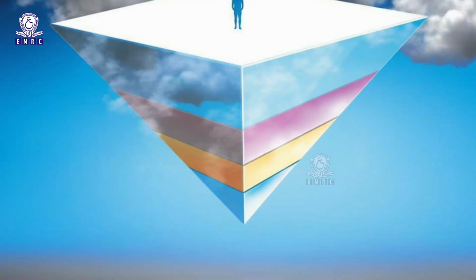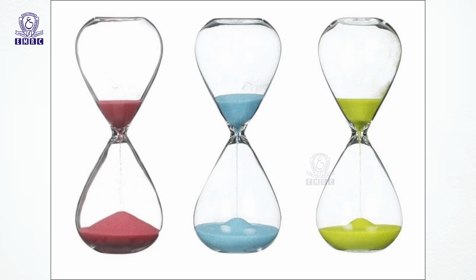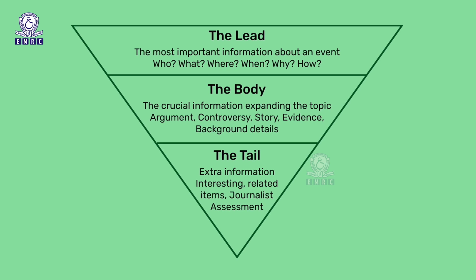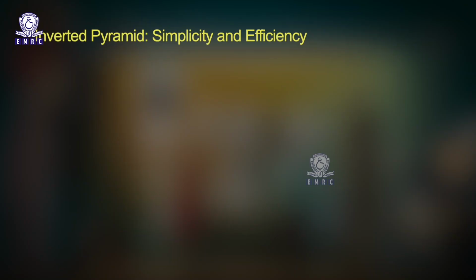News writing is a skillful blend of precision, structure, and storytelling. Among the many formats available, the inverted pyramid, hourglass, and stacked format stand out as essential tools for journalists, each suited to different types of stories and audiences. Inverted pyramid: simplicity and efficiency.